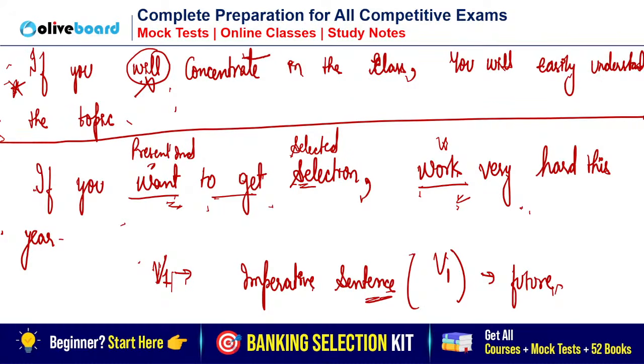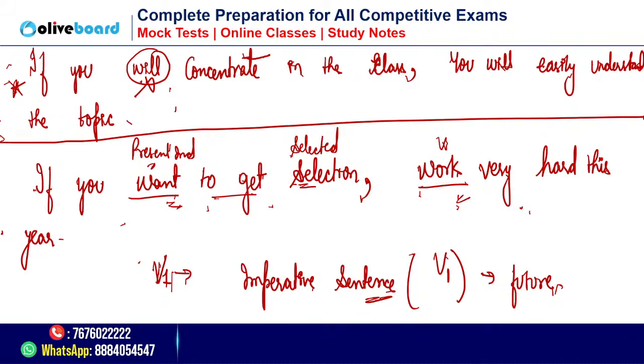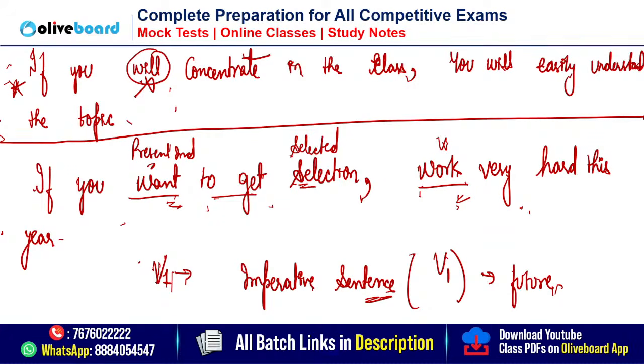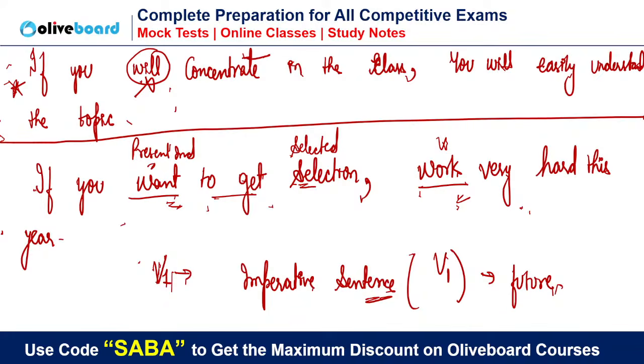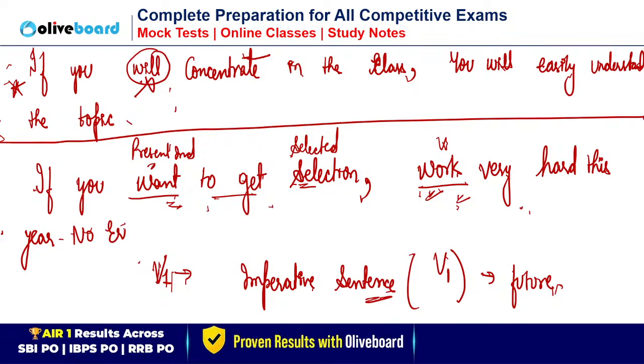If I say please take out your book, I'm requesting you to do something, so you will do it in future only. So imperative sentences start with V1, but they carry the sense of future. Here, work very hard means I'm suggesting you to work hard this year. So it is carrying the sense of future. There is no error. Did you get the point?